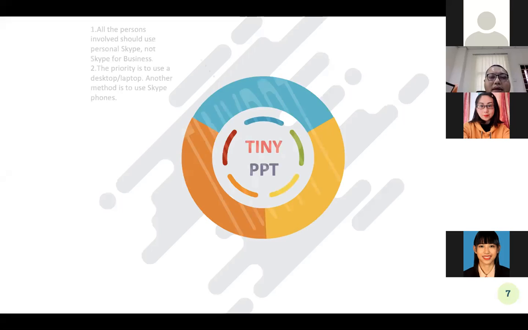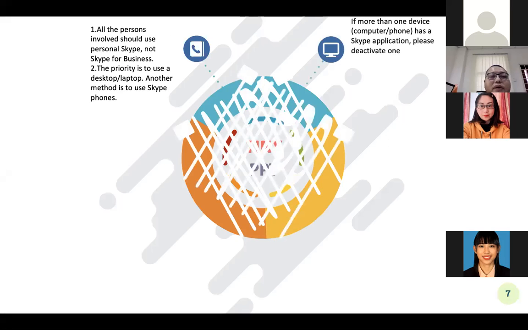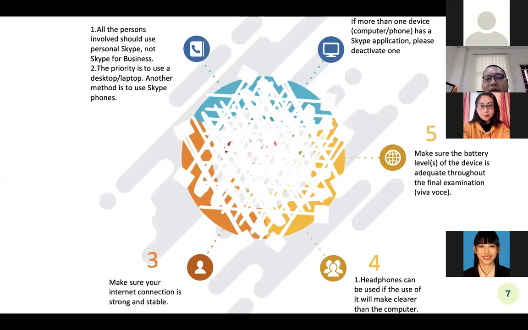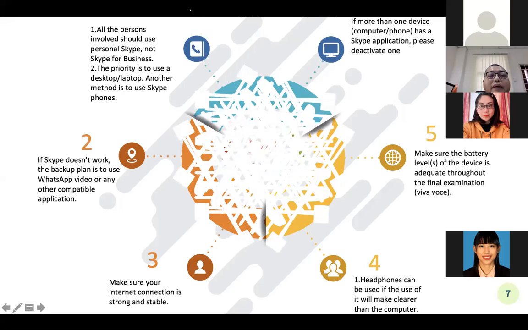And then, this one is for the online. So this is the new norm. It depends. Normally UPM uses Zoom, or sometimes they use Webex and so on. So you need to get familiar with this. And if Skype doesn't work, then we use WhatsApp video and so on. But these are the things that the SGS has prepared.